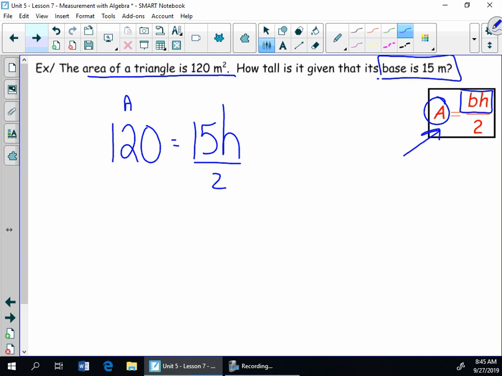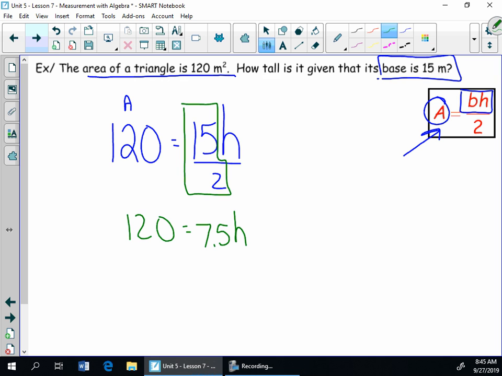Well, this is a formula. I can solve for the missing part. So how am I going to do this? I think the easiest way is to deal with the numbers first. Let's take 15 and divide by 2. What does that give us? That gives us 7.5 with an H attached to it.